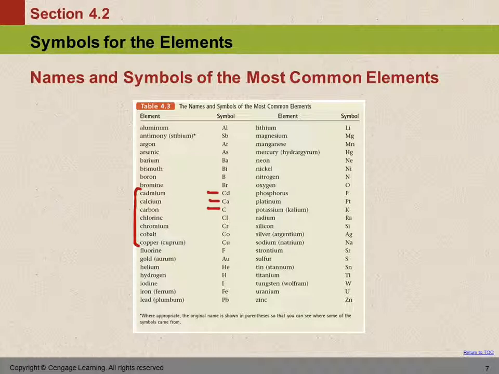And then chlorine and chromium both start with Ch. So we skip the second letter, and we've got Cl and Cr. Cobalt gets to be Co. Also in this table it's giving you the Latin names where they pertain to the symbol. Copper isn't Co, it's Cu from cuprum, which is the Latin. I'm not going to quiz you on the Latin names at all.